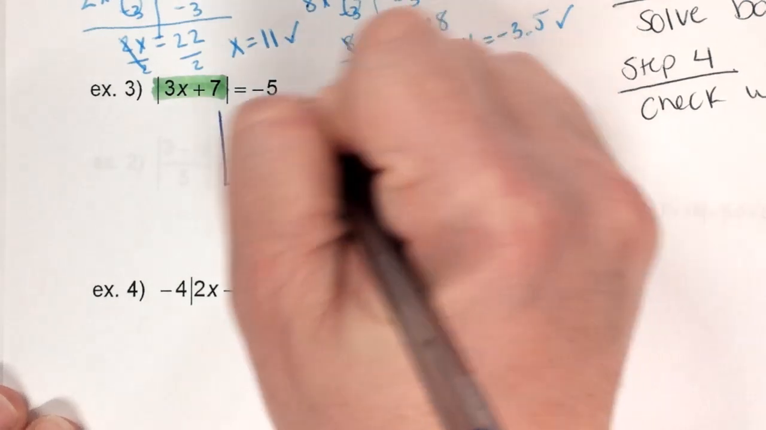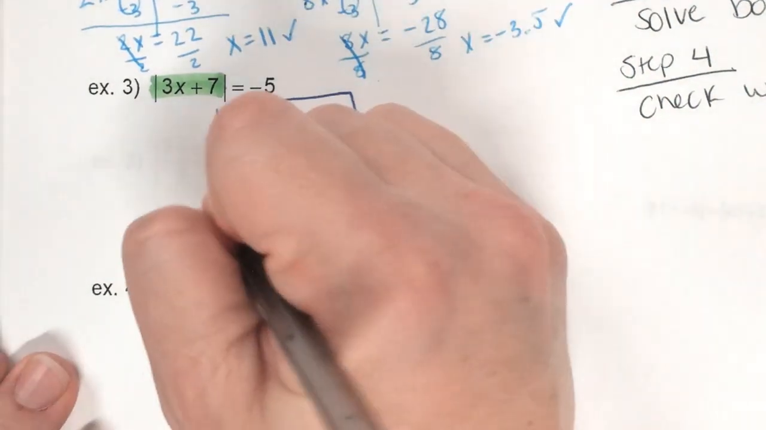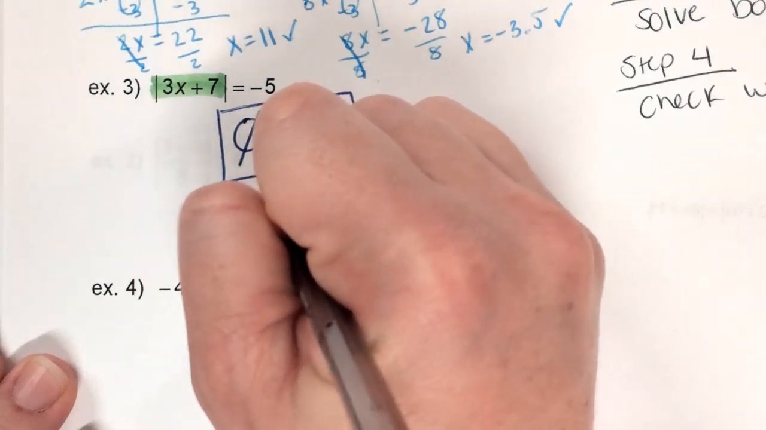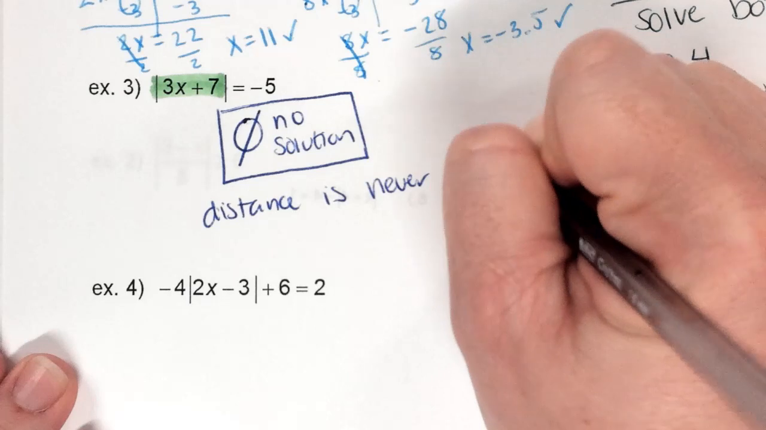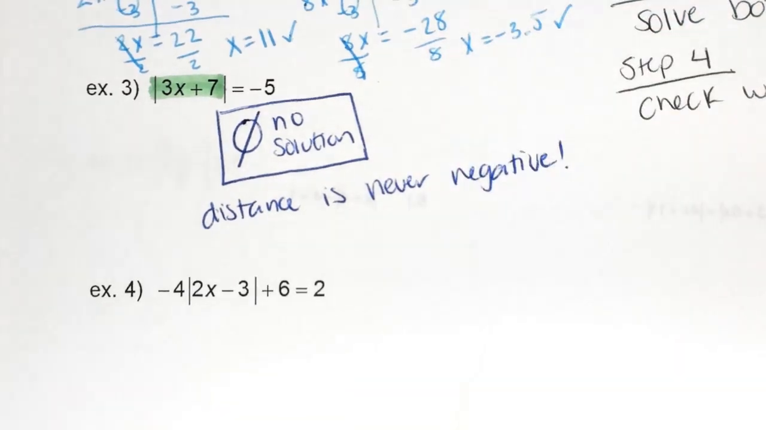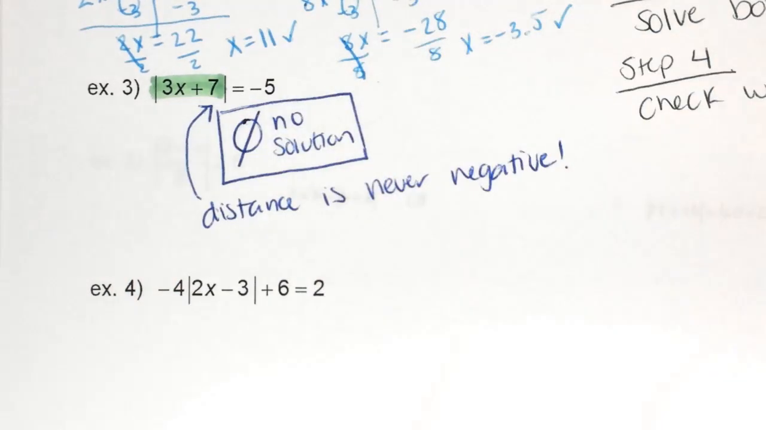Because if I ever ask you a distance, are you ever going to give me a negative? No. Distance is never negative. Because remember, absolute value bars represent distance.